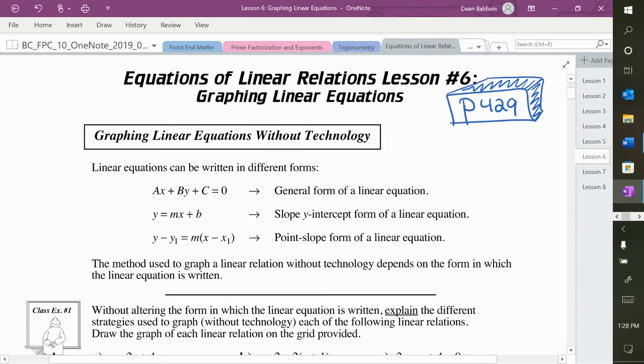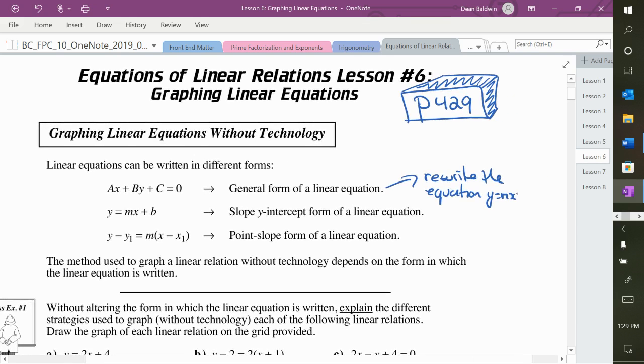We have general form. If you get a question that has it written in general form, where it's ax plus by plus c is equal to 0, the first thing you do before you do anything is rewrite the equation in y equals mx plus b form. Because this doesn't really give you any information. Your slope is not a. Your y-intercept is not c. So that's the first thing you do.